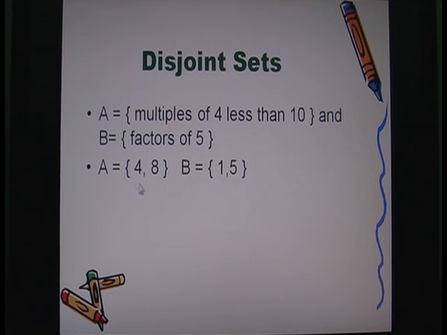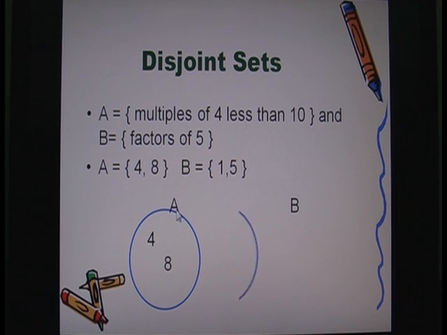Now if you notice now, A and B have nothing in what? Common. So therefore they are disjoint. So we have a circle with 4 and 8 in set A, and we have a circle set B with 1 and 5. So notice now there's no relationship between set A and set B. Why? Because they have nothing in common. They don't share any elements at all. So therefore they are disjoint.